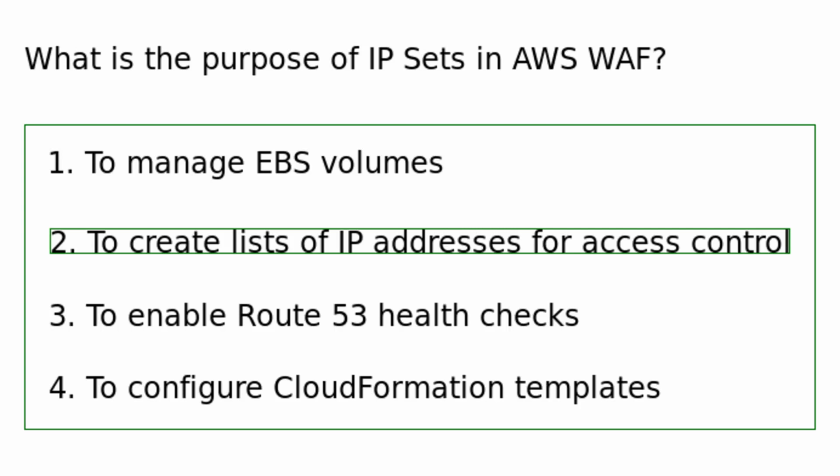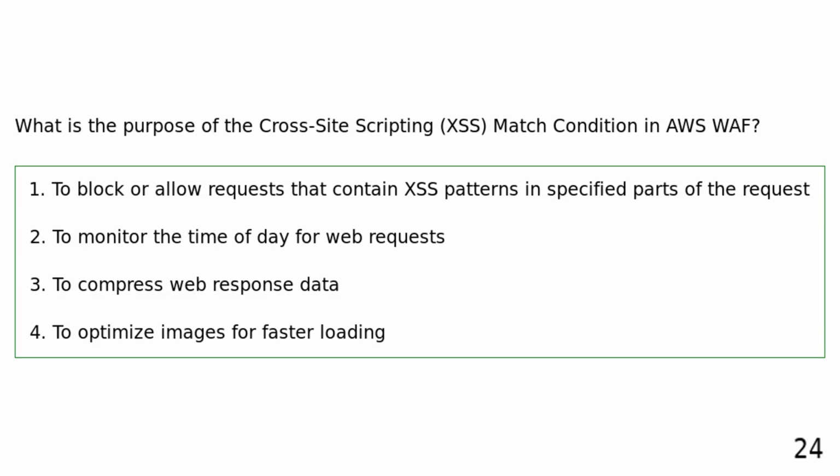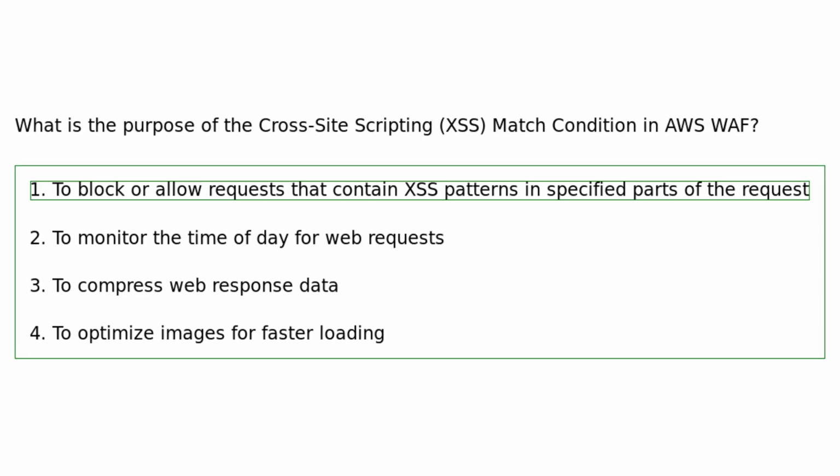for access control decisions. What is the purpose of the cross-site scripting match condition in AWS WAF? To block or allow requests that contain XSS patterns in specified parts of the request. To monitor the time of day for web requests. To compress web response data. To optimize images for faster loading. The cross-site scripting match condition in AWS WAF is used to block or allow requests that contain XSS patterns in specified parts of the request, helping to prevent attacks that manipulate client-side scripts on web applications.